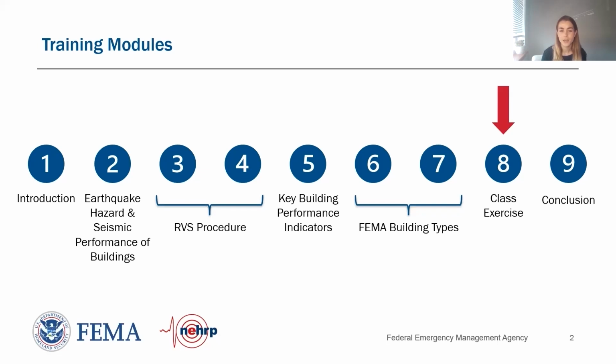You're watching the 8th of 9 training videos outlined here. Module 1 was an introduction to the rapid visual screening. Module 2 went over earthquake hazard and seismic performance of buildings. Modules 3 and 4 went over the RVS process. Module 5 covered key building performance indicators. Module 6 and 7 went over the FEMA building types. And Module 8, this module, will be going over the class exercise. Looking ahead, Module 9 will provide some concluding remarks.